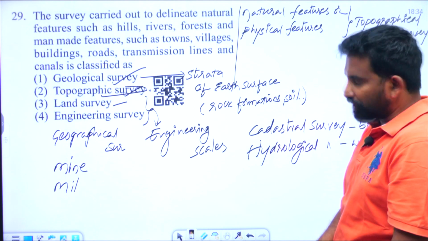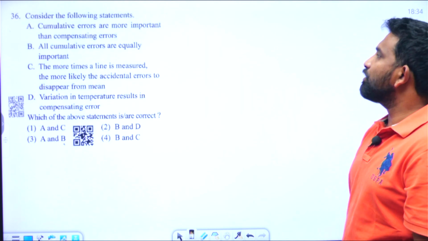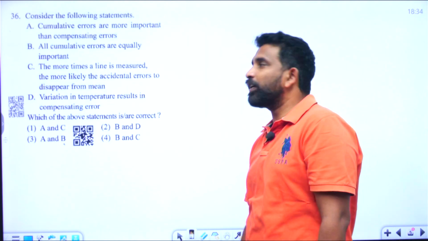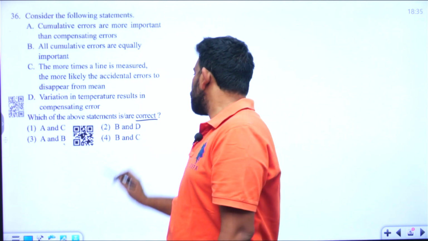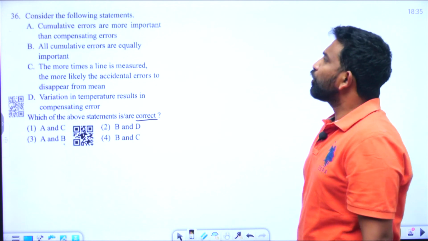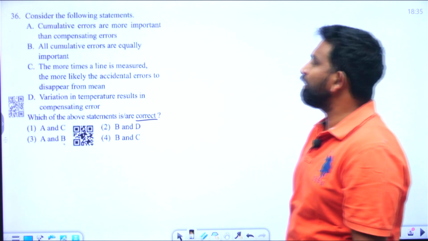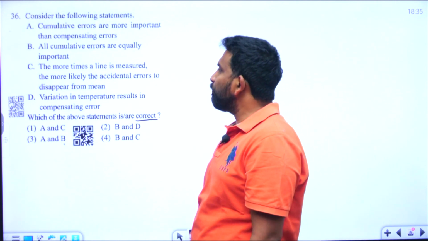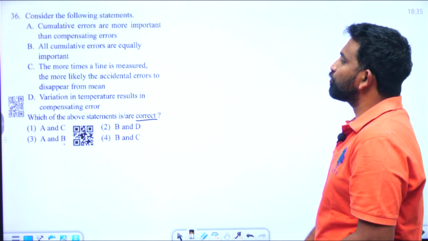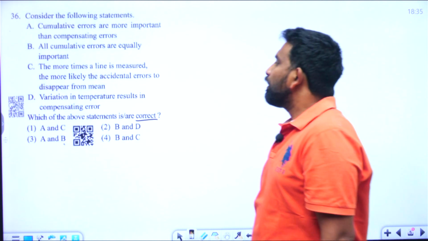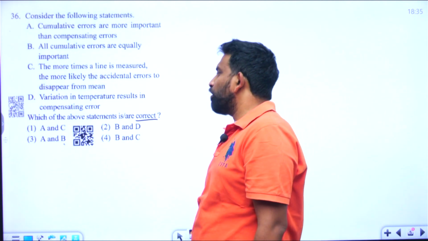Now let us see the next question here. Consider the following statements. Okay, a few statements were given here, and we are supposed to find out the correct statements. The statements are: cumulative errors are more important than compensating errors. All cumulative errors are equally important. The more times a line is measured, the more likely the accidental errors are to disappear from the mean. And the variation in temperature results in the compensating error.